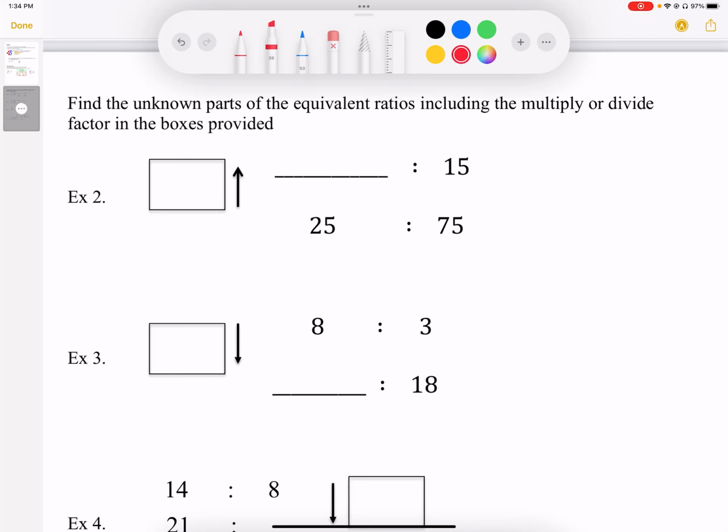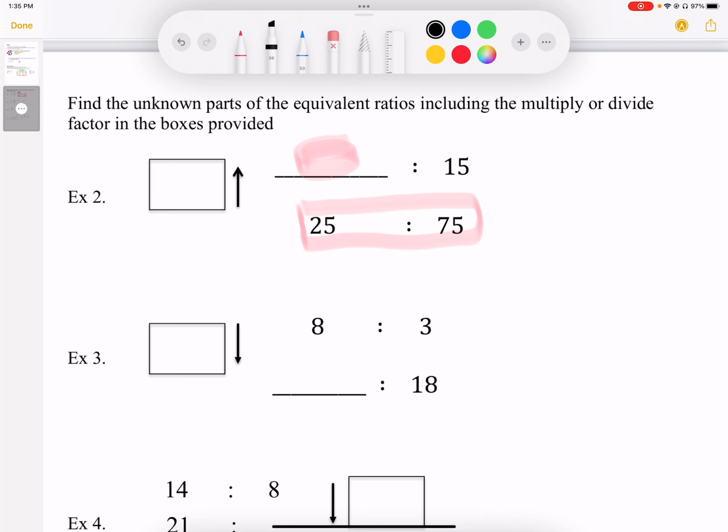We want to find an equivalent ratio or the unknown part of an equivalent ratio. So in this case, we're looking for that part there. We've been given the ratio 25 to 75, and we're going to find that unknown part by finding the multiplier, just like we did with equivalent fractions.